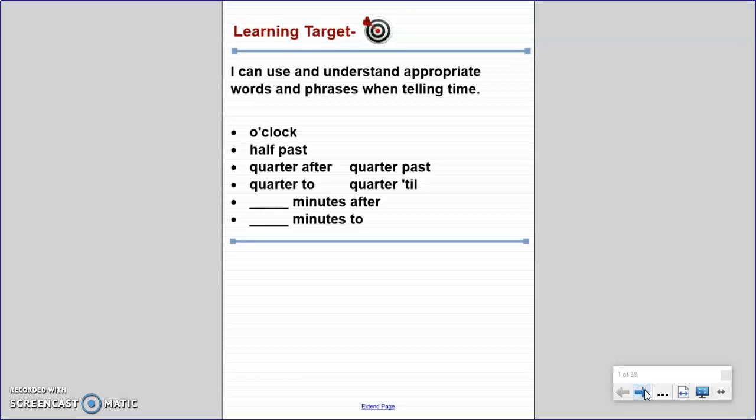This time our learning target is slightly different. It is, I can use and understand appropriate words and phrases when telling time. Some of the phrases you'll be learning about today are o'clock, half past, quarter after or quarter past, quarter to or quarter till, and blank minutes after or blank minutes to.